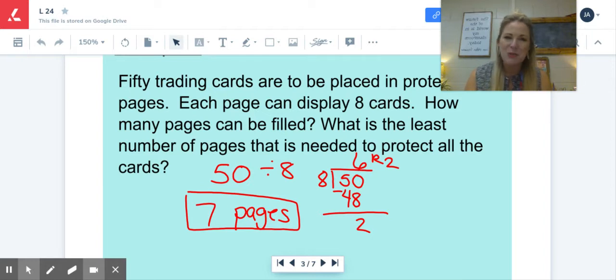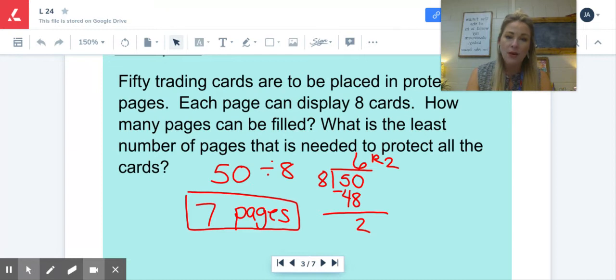I was saying this morning in class, let's pretend that these are like old school LeBron James cards and you really don't want them to get damaged. These cards really do also need to get in these protective sleeves. Even if that last sleeve that you use isn't full of cards, it's only going to have 2 in it. We need to move up to the next sleeve because it doesn't make sense for us to say 6 remainder 2 pages or sleeves. We need to just go up to the next whole number.